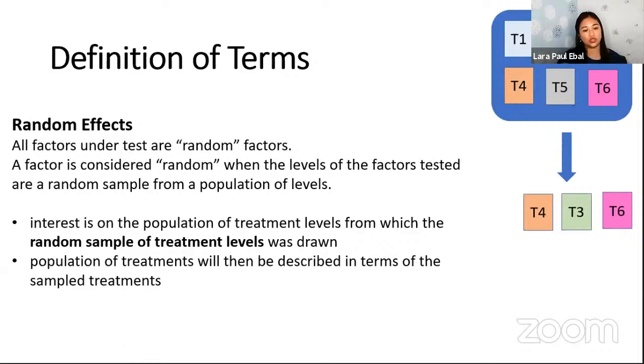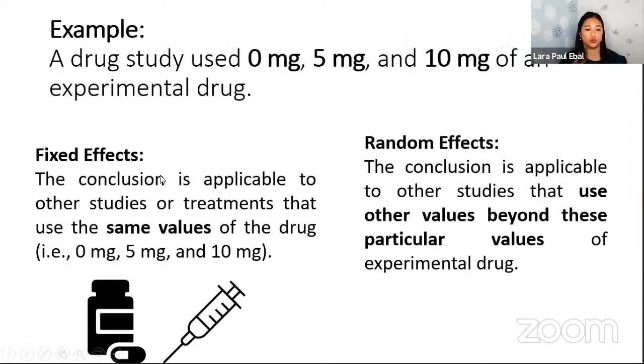Okay, just to give you an idea of this too, we have this example. A drug study used 0 mg, 5 mg, and 10 mg of an experimental drug. Take note, there is 0, 5, and 10. So under fixed effects, the conclusion is applicable to other studies or treatments that use the same values of the drug. So your conclusion is applicable only to those that used 0, 5, and 10, that is, to other studies which also use 0, 5, and 10, if you have that intention to compare 0, 5, and 10.